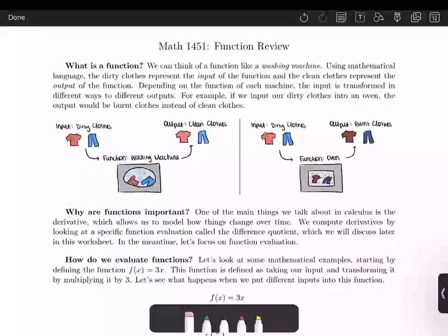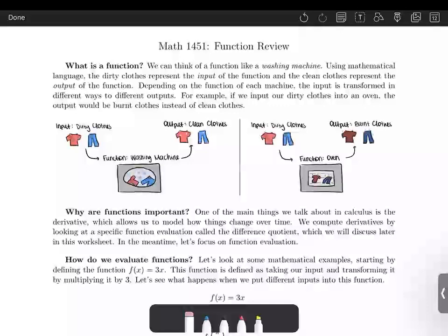Hi everyone. In this video, we're going to be talking about functions. Functions are something that we've seen in our high school math classes, but depending on how comfortable you are with functions, we may need to look at them again to help us be successful in calculus. The way I like to think about functions is like a mathematical machine.